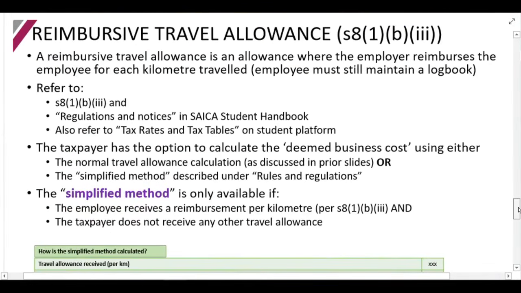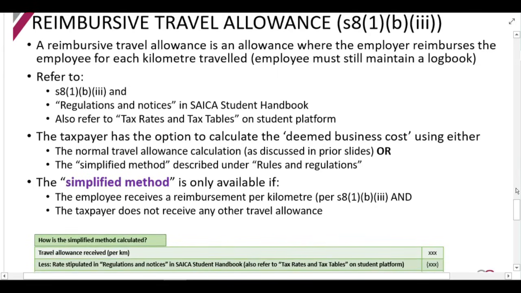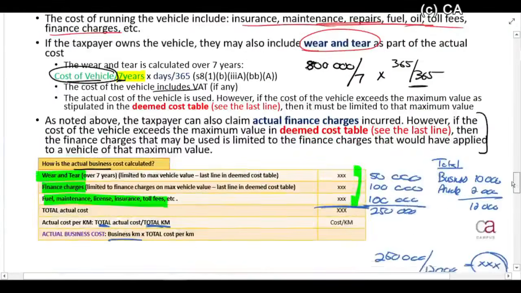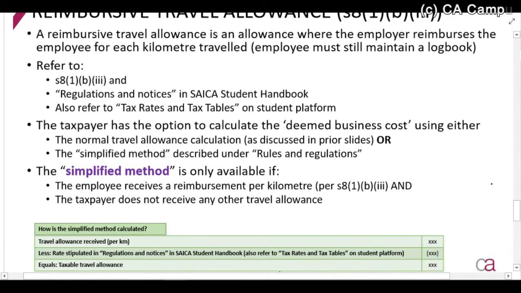Now let's talk about the reimbursive allowance. So again, what is the reimbursive travel allowance? The reimbursive travel allowance is if your employer pays you per business kilometer traveled. Now important, you calculate the travel allowance in exactly the same way that we did above. You can use the deemed, or the deemed and the actual if you get the record, but you also can use the simplified method.